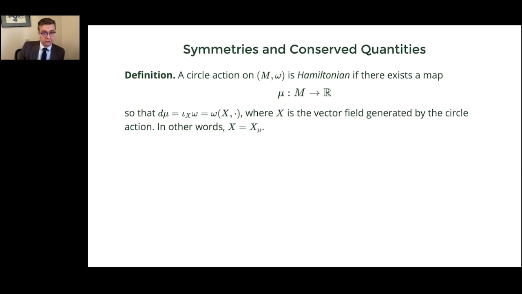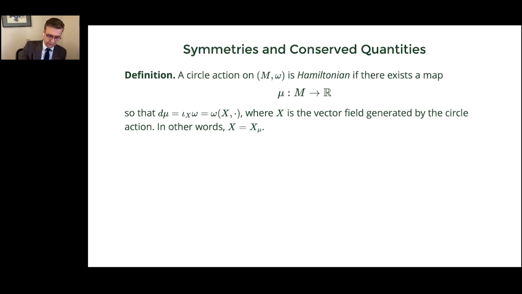Now, remember that in the symplectic setting, functions also give me vector fields. And so we're going to say that a circle action is Hamiltonian if the vector field associated to the circle action is the Hamiltonian vector field of some function. So in other words, there's some function, some map to R, so that the differential of the function is the same as, okay, so I'm contracting the vector field of the circle action into the symplectic form. So in other words, the vector field generated by the circle action is the same as the Hamiltonian vector field associated with this function.